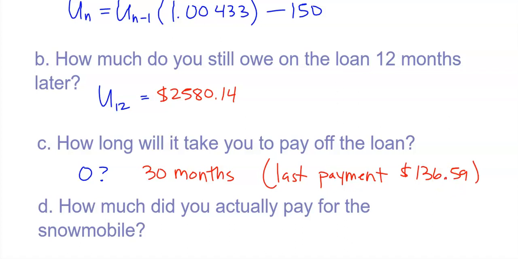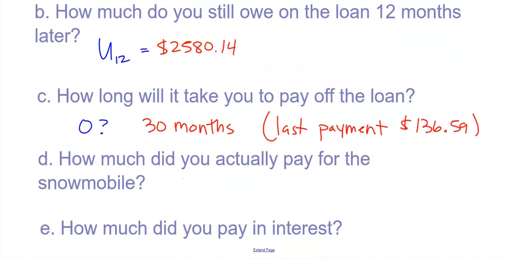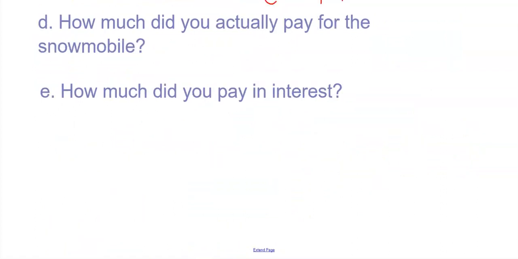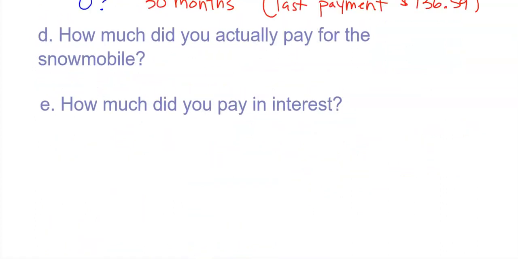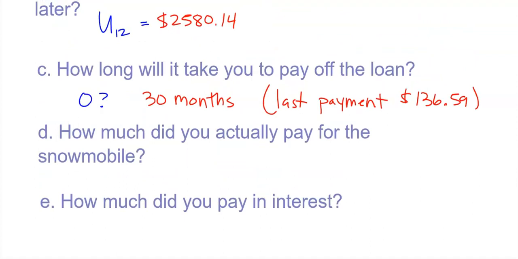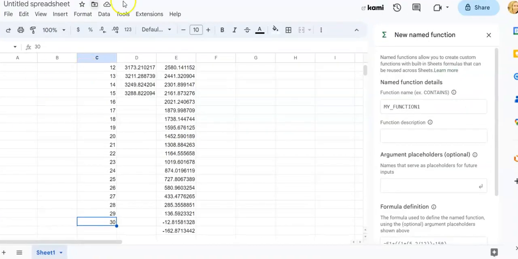Okay. Now, how much did you actually pay for the snowmobile? So this is kind of the sad part. What people think when they take out a loan, they're like, yeah, I'm just taking out a loan. My snowmobile was $4,200. That's all I paid. Well, no, you didn't pay that. You paid a lot more than that. You made a lot of $150 payments. You made 29 $150 payments, plus you made one payment of $136.59.